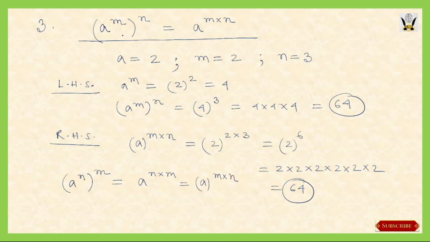So whether we are taking the mth power first and then the nth power, the result will be the same as if we take the nth power first and then of that result we take the mth power. So we have to remember this also. And here we don't have any condition that m has to be greater than n, or n has to be greater than m, or maybe m is equal to n. This is applicable for all these conditions.